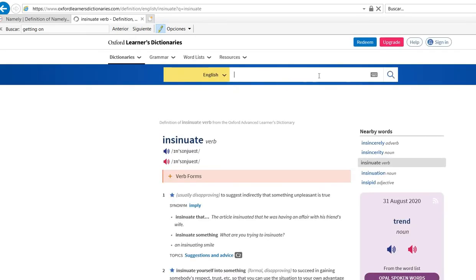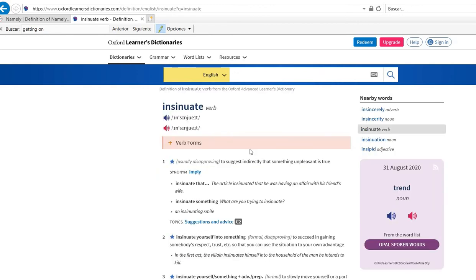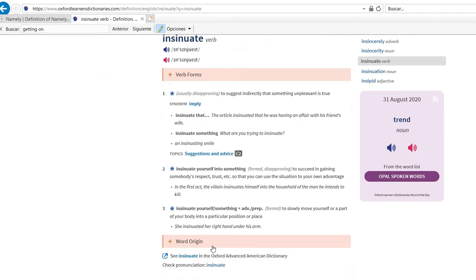To insinuate, let's see if insinuate is a false friend or not, right? He insinuated that he was having an affair, right? What are you trying to insinuate? So as you can see, this looks very much like the word imply, right? And then look at this one. You insinuate yourself into somebody's home, right? So you try to gain somebody's trust, right? So you can see that's similar to Spanish, but not exactly the same, right?